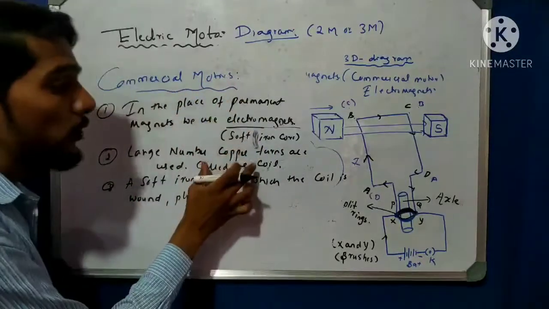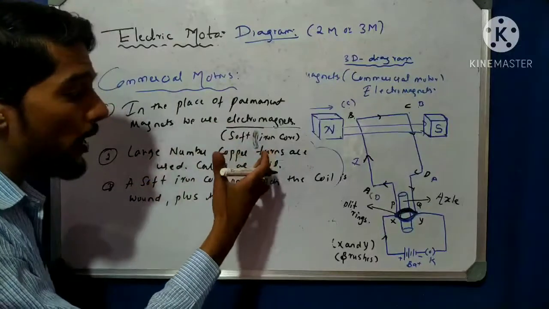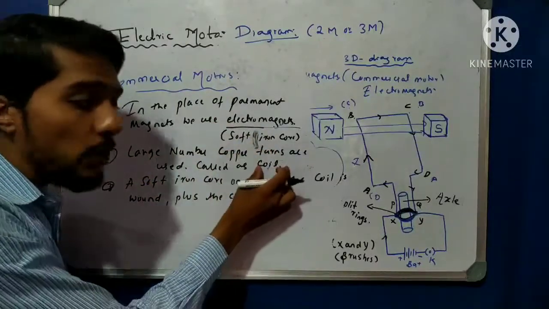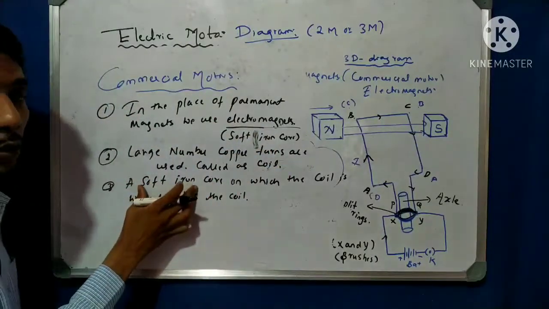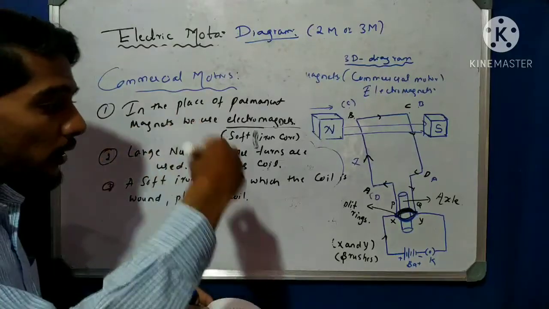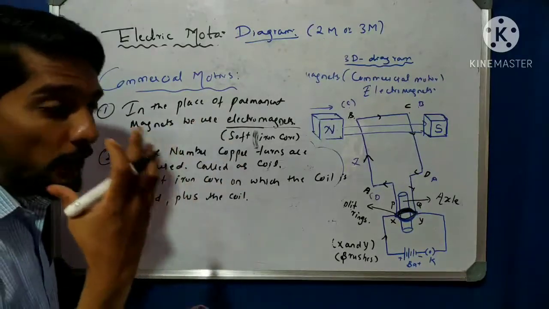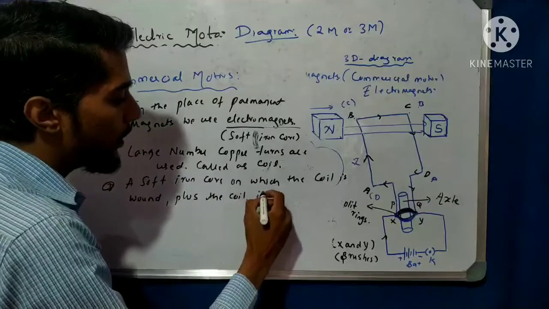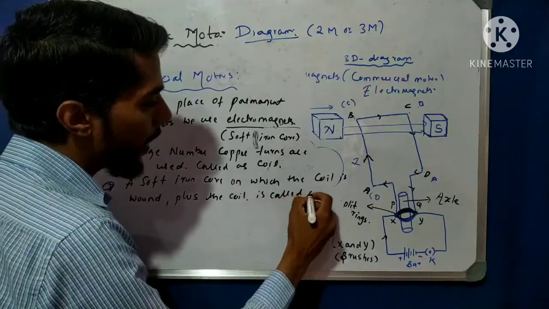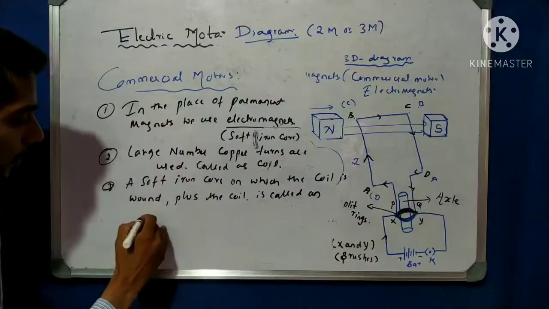For making the coil, we use soft iron in commercial motors. Okay, so in the commercial motor we use a large number of turns of copper wire. So for making the coil, we use the iron core, and on the iron core we wind the copper wire and make a very strong coil. Okay, it is called armature. So we get the definition here, armature.